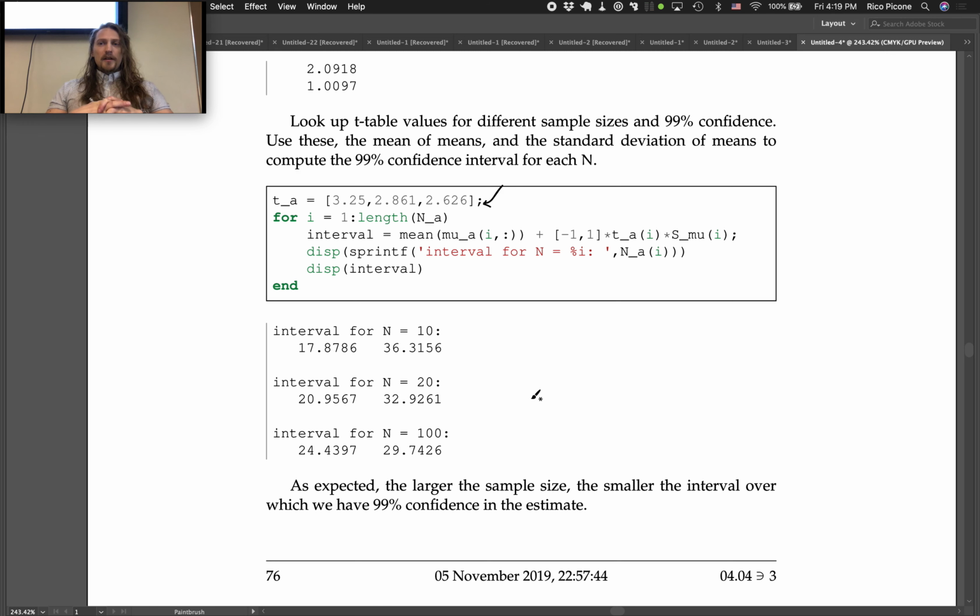Okay, so that is students' T distribution confidence. Remember, this is the superior one. This is the one we would typically use, not the Gaussian one, unless we have large data sets, then we can use either one.